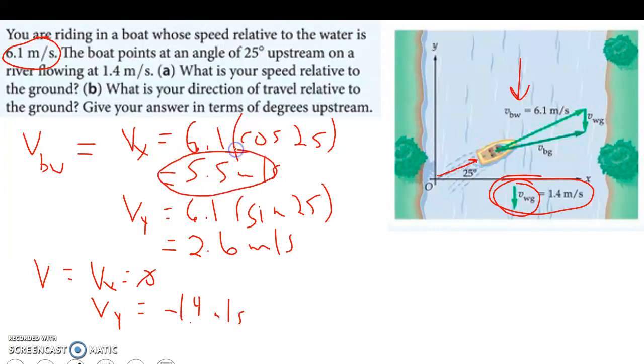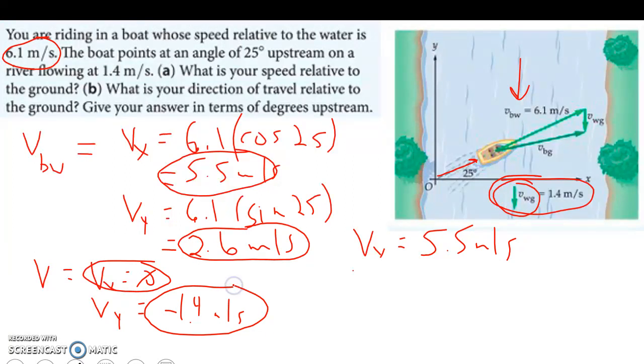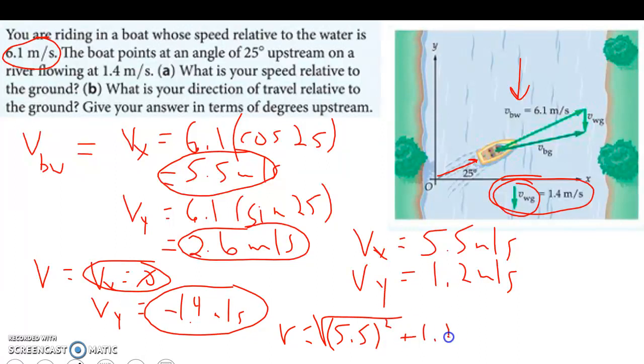So I add up all my x's. My velocity in the x is going to be 5.5 plus 0, 5.5 meters per second, and in the y it's going to be 2.6 minus 1.4. So my velocity in the y is going to be 1.2 meters per second. So then I use Pythagorean theorem to find my resultant. 5.5 squared plus 1.2 squared, and take the square root of that.